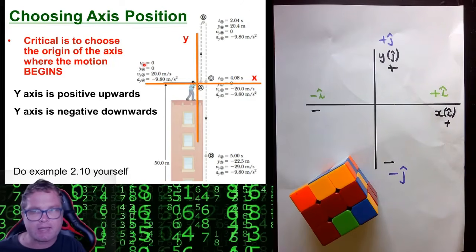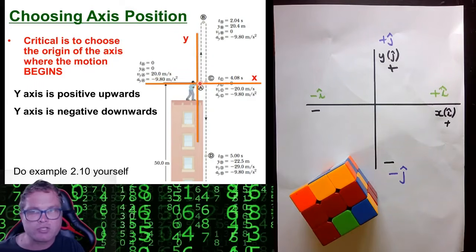At position A, that's when the experiment starts. So t_A is going to be 0. y_A, the initial y-axis position, is going to be 0. It's starting at the origin. We've put the origin where the motion begins. The initial velocity is 20 meters per second. It's in the plus j hat direction. It's in the positive y direction. This is why this value is positive.